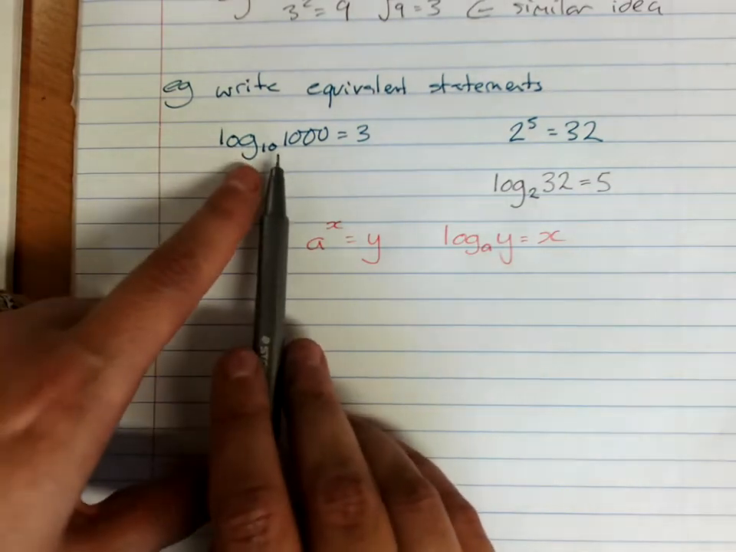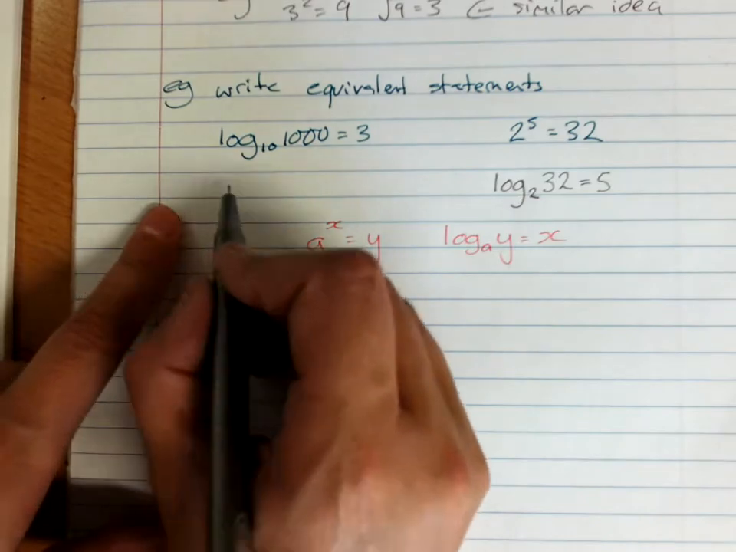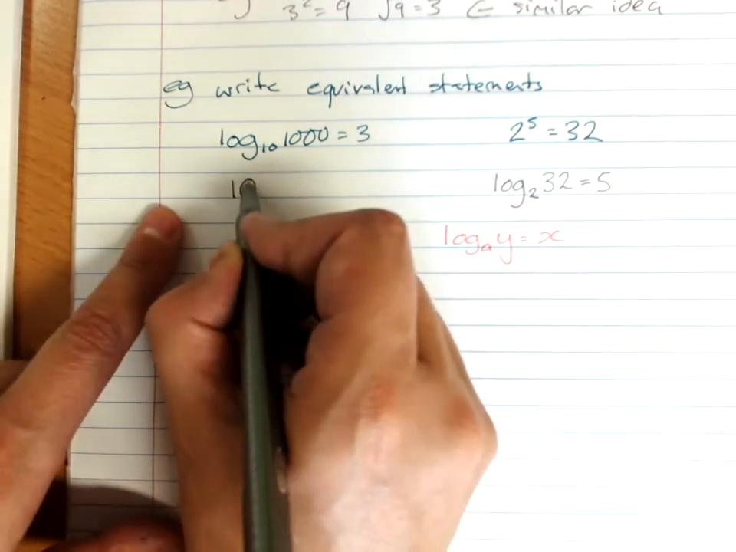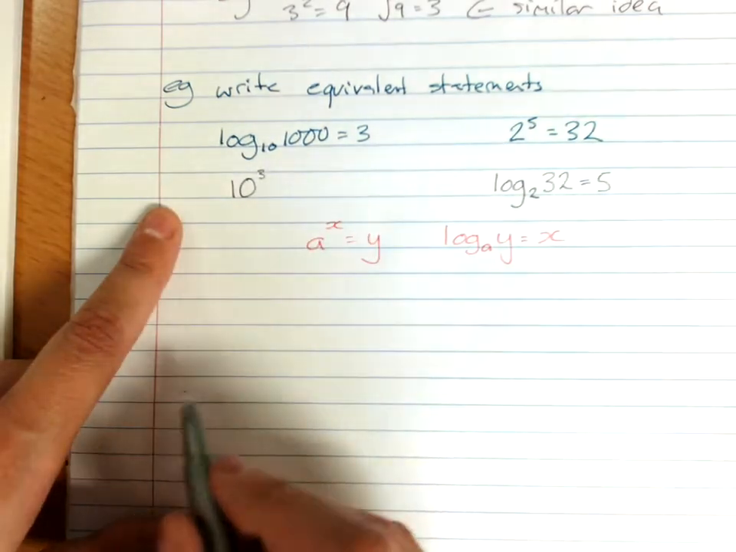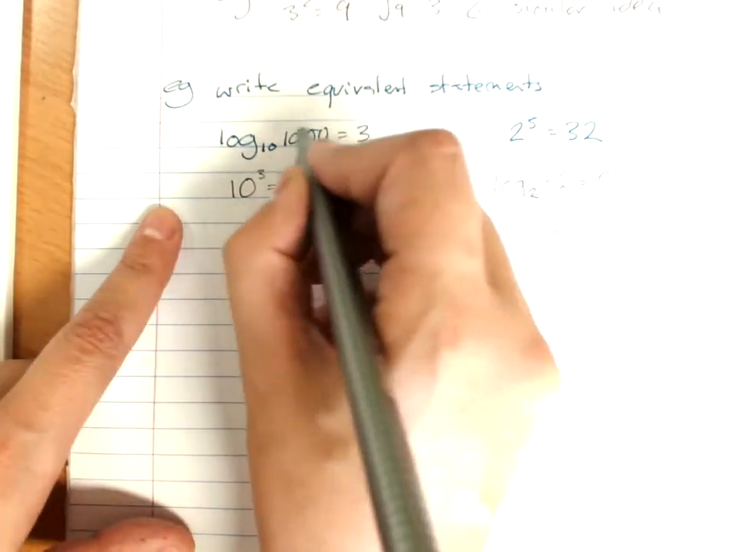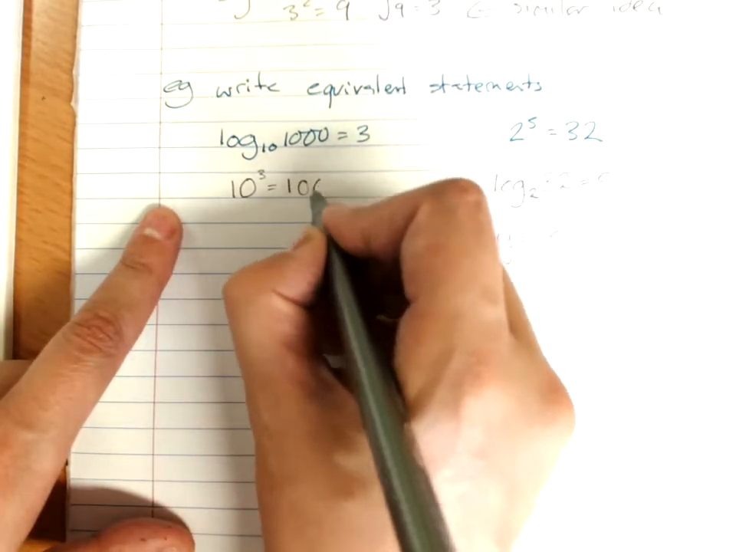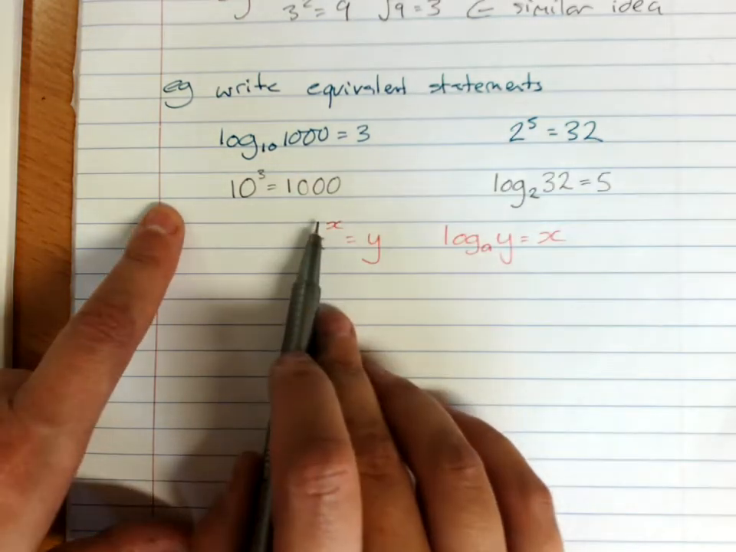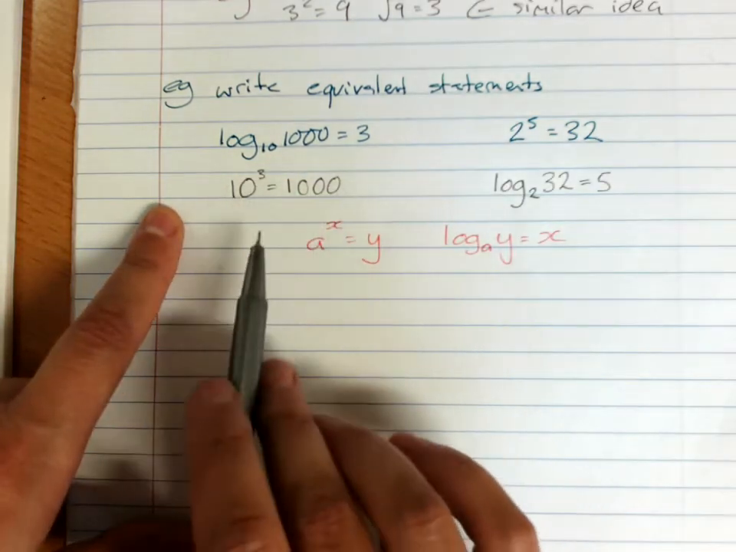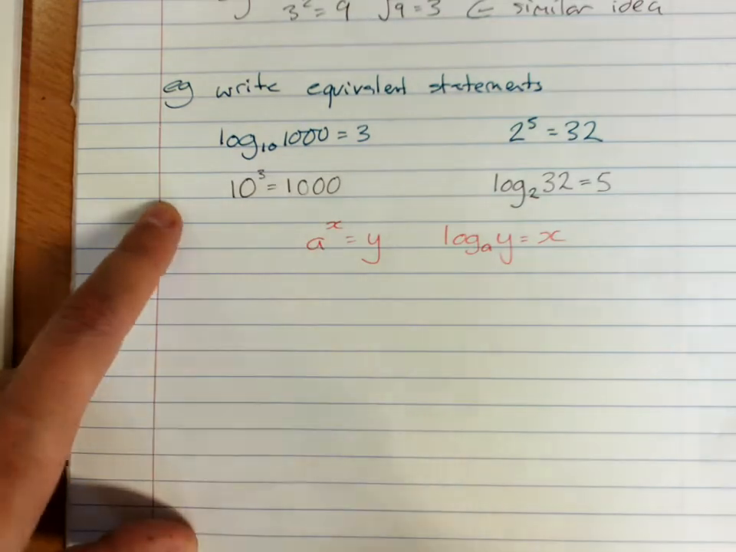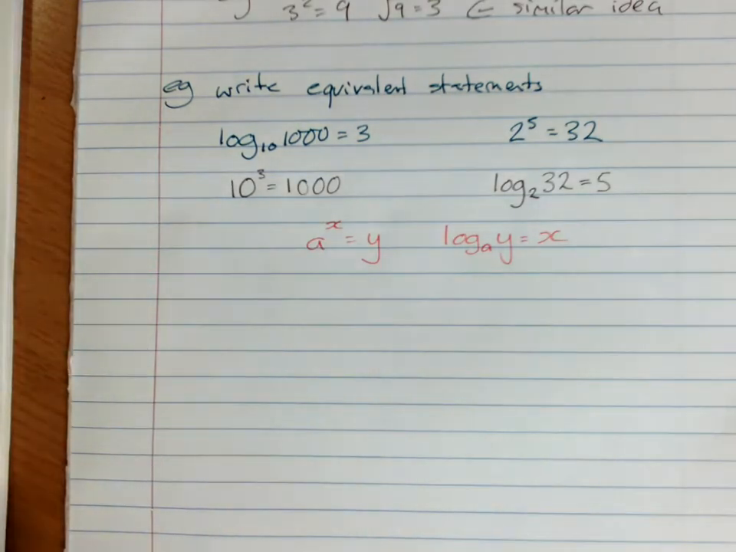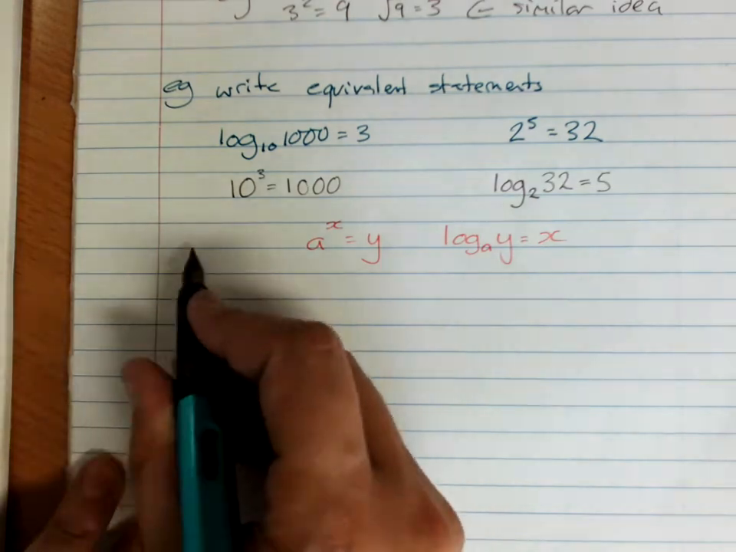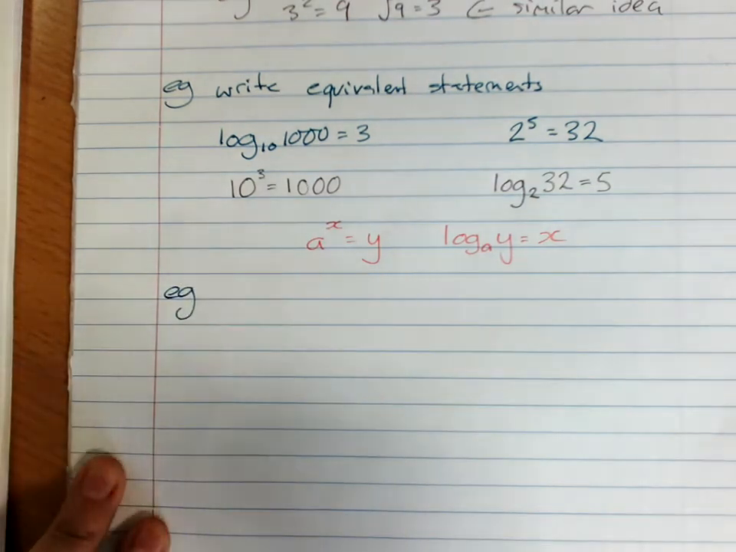So log of base 10 means that 10 is my base number. Equals 3 means it's the cube of 3. And 1,000 says that's the result. And this is true. 10 cubed is 1,000. That's all that's saying, just in log form. So we may have to write equivalent statements. We may have to evaluate.